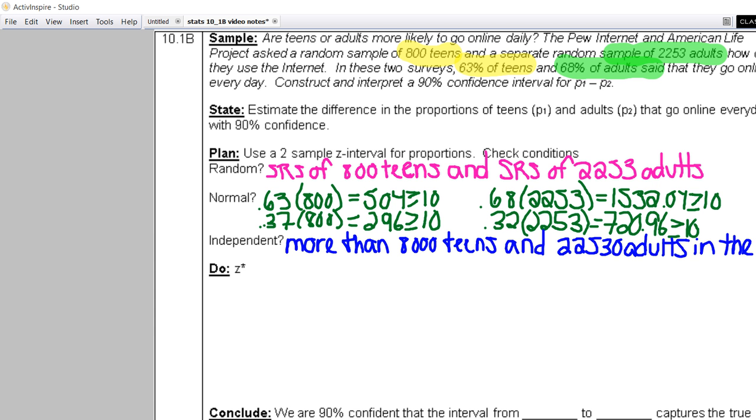So now we're going to go ahead and calculate our different parts. The first thing we're going to do is, well, we already know p hat 1 and p hat 2. So we're going to do our z star, which is going to be an inverse norm. If it's a 90% confidence interval, we're going to take that remaining 10% and divide in half for the two tails of our distribution. So this should be area of 0.05. And because it's a z-score, it's going to have a mean of 0, a standard deviation of 1. And this will give us our z star value, which is 1.645.